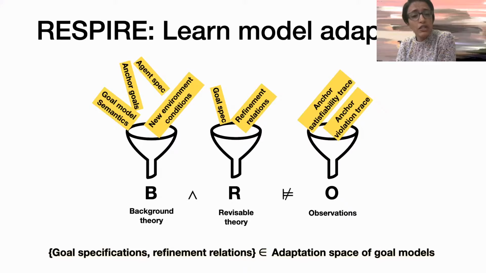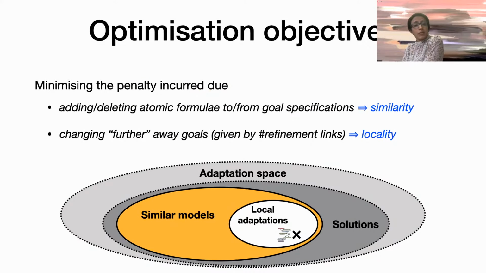And the adaptation space in this case includes sets of new goals and specifications and refinement relationships that form the adapted model. To search for the similar variants, a cost is incurred for every addition and deletion to the goal specifications and relations.